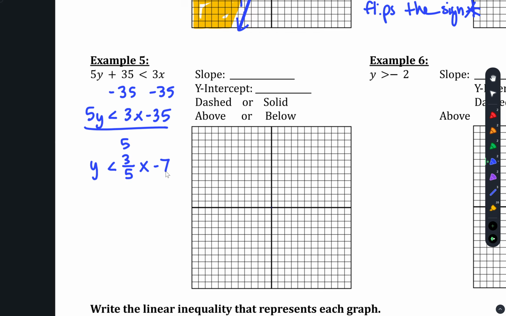What's my slope? What's my y-intercept? -7. And then what do we think? Solid or dashed? This one is going to be dashed because I do not have that equal sign underneath my symbol anymore. So I'm going to start with my point, -7 on my y-axis. And I'm going to go up 3 over 5.